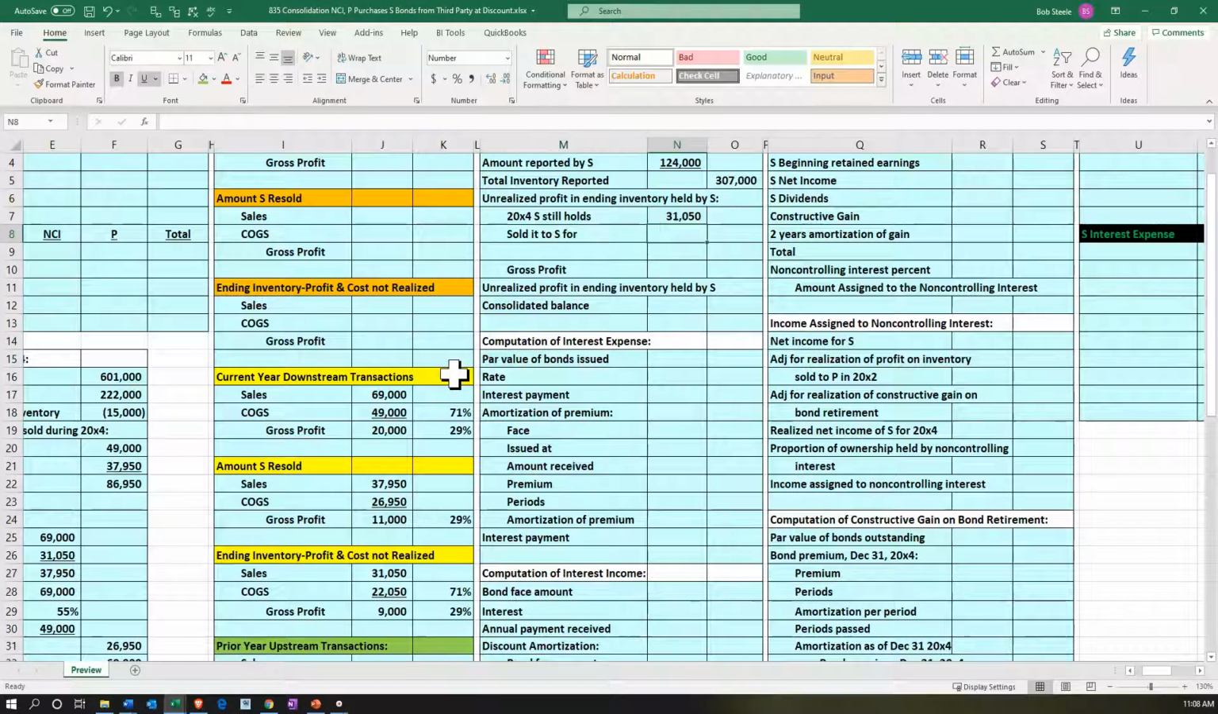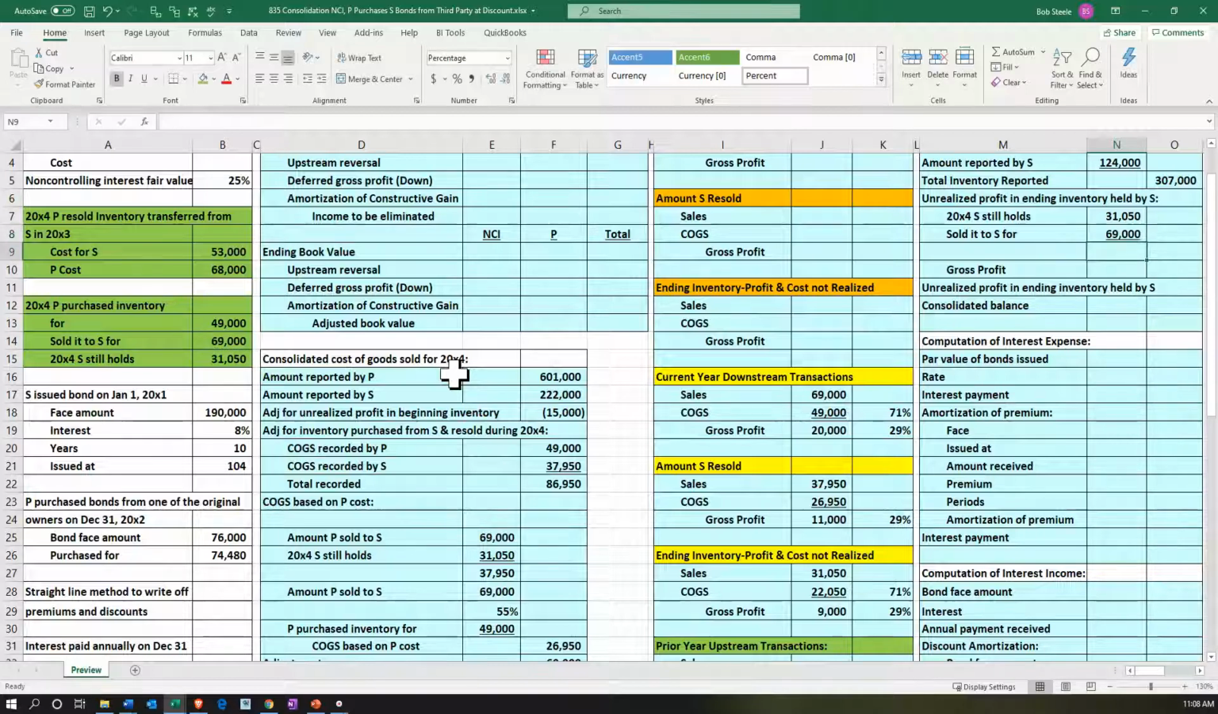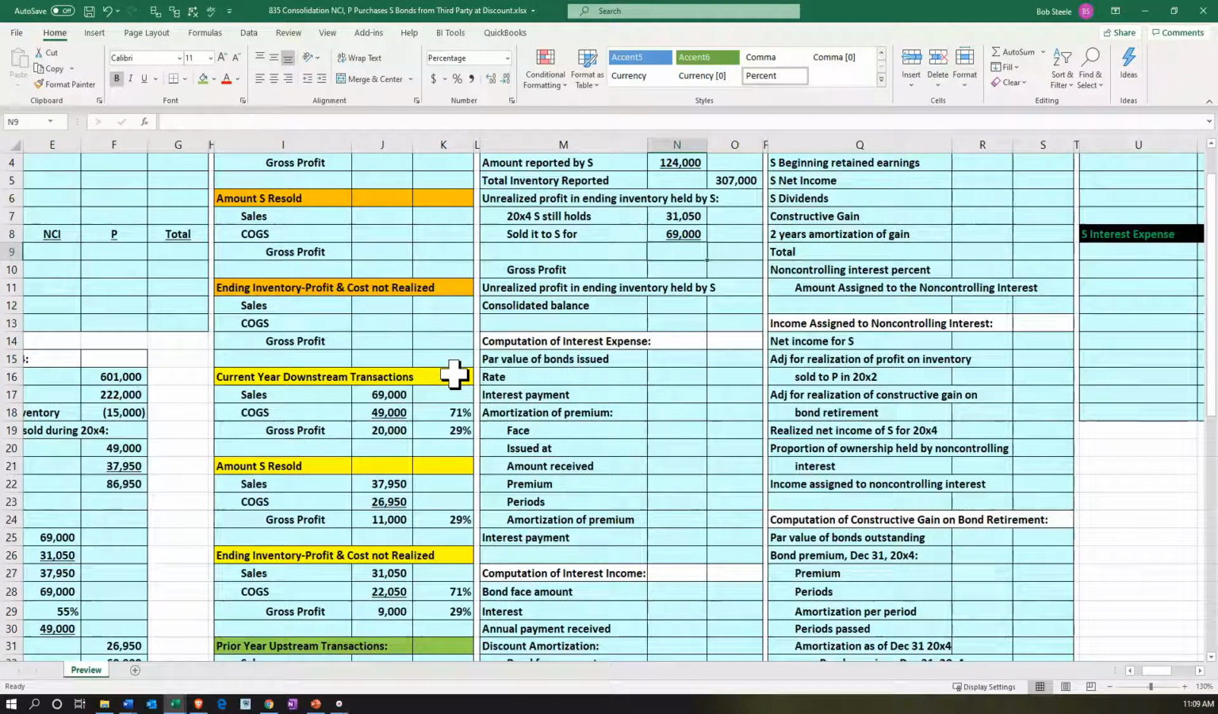So that's going to be 2004. S still holds. Sold it to S4. The amount that it was sold to S4 was the 69,000. It was sold for the 69,000. The total amount that was, and so the difference between those two, or the percentage, is going to be the 3150 that's still being held on to times the 69. So that means 45% then is the amount of the ratio that we're looking for.